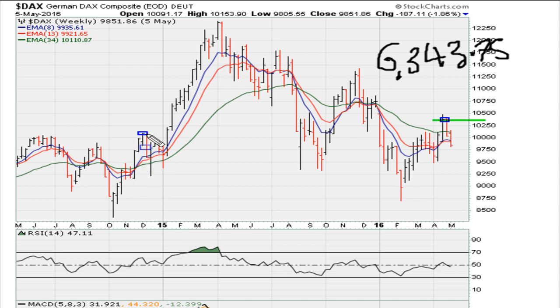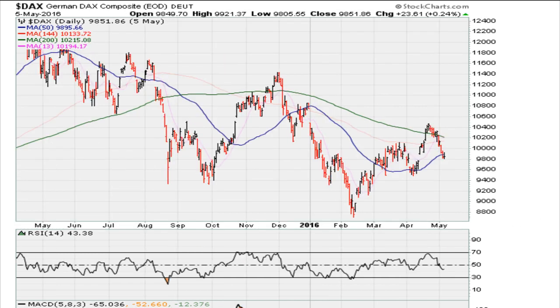You can also see here that we need a breakout similar to this breakout here in late 2014, I guess early 2015. So once we got the breakout, you can see the market went on a nice run. So without a breakout, we have to assume that the market here should be sideways at the very best.